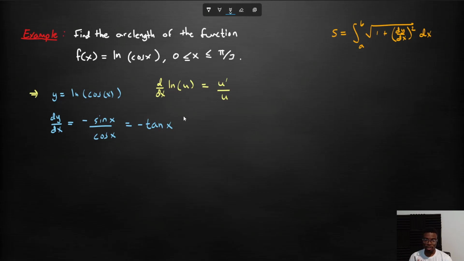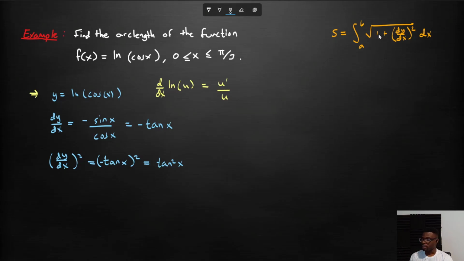So the next step is to take the square of our dy dx, right? Because eventually we're going to add this to 1 and then take the square root. So our dy dx squared is equal to negative tangent of x squared, which is tangent squared of x. So we now have dy dx squared is equal to tangent squared of x.